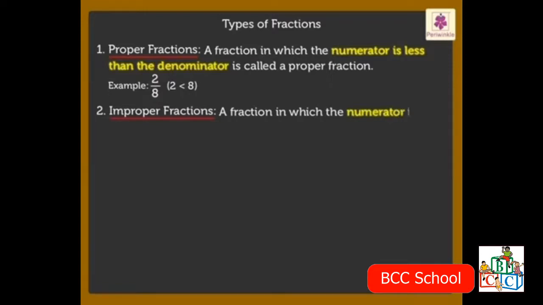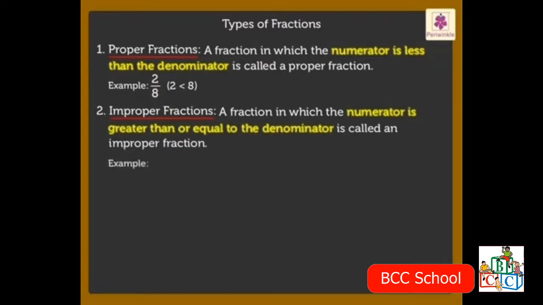Improper fractions. What are improper fractions? A fraction in which the numerator is greater than or equal to the denominator is called an improper fraction, comme on peut le voir dans l'exemple qui suit. 5/2. 5 is greater than 2. Or in the example 4/4. 4 is equal to the denominator 4.